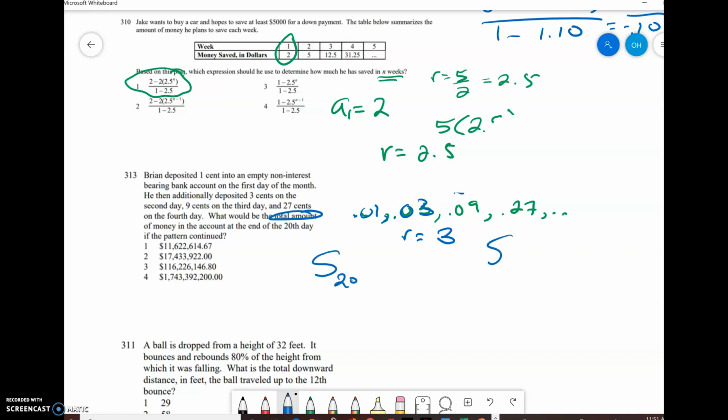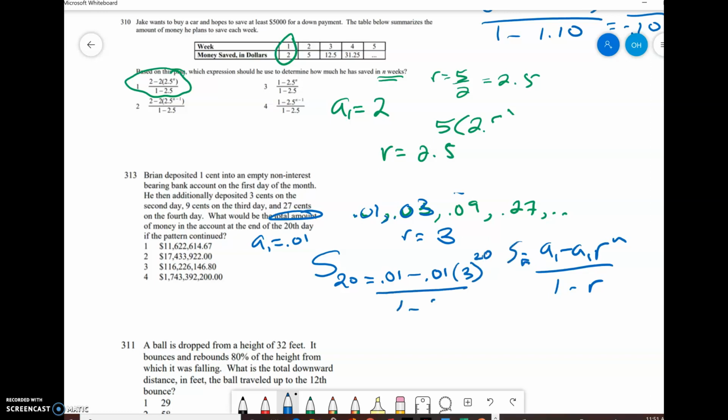You know that the formula for the sum of a geometric sequence is a sub 1 minus a sub 1 times r to the n, over 1 minus r. So if I plug that in, a sub 1 is equal to 0.01. So it's 0.01 minus 0.01 times 3 to the 20th, all over 1 minus 3.